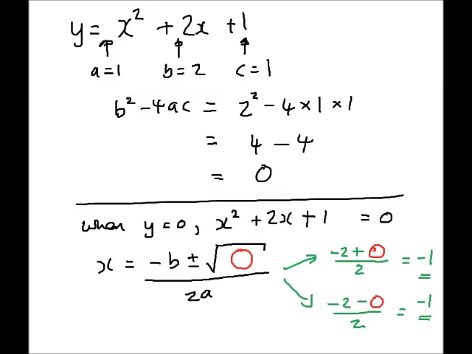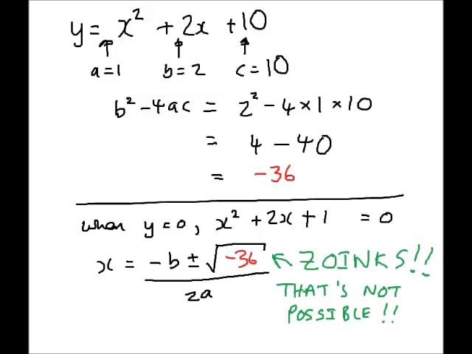For example, with a curve y equals x squared plus 2x plus 1, a equals 1, b equals 2, c equals 1. So b squared minus 4ac is 2 squared minus 4 times 1 times 1. That's 4 minus 4 equals 0. So 0 has just got one square root, 0. This again means the formula gives us minus 2 plus 0 over 2 times 1, which is minus 1, or x equals minus 2 minus 0 over 2 times 1, which is again minus 1. So that curve gives us one place where it touches the x-axis.